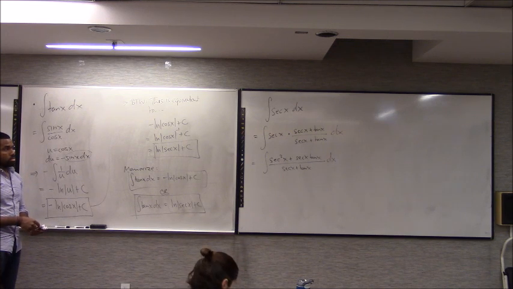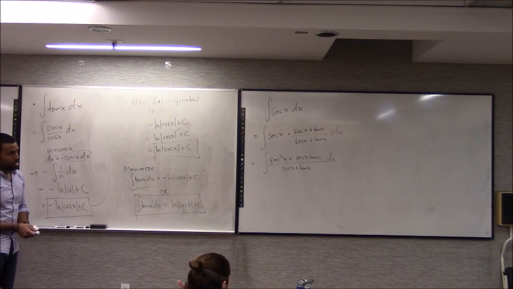Yeah? Well, that's a part of it. What about the other part? What about the secant squared? What's the connection there? It happens to be the derivative of tangent, right?